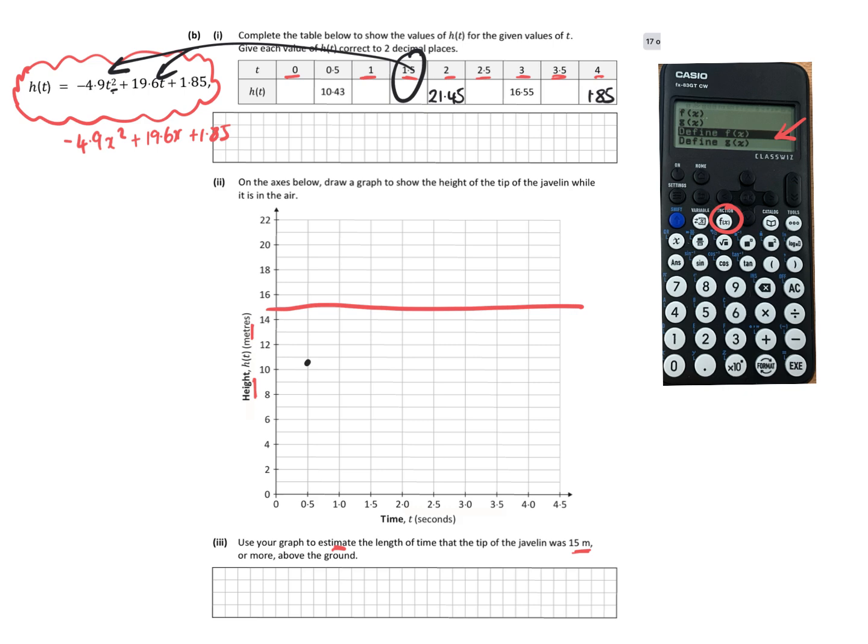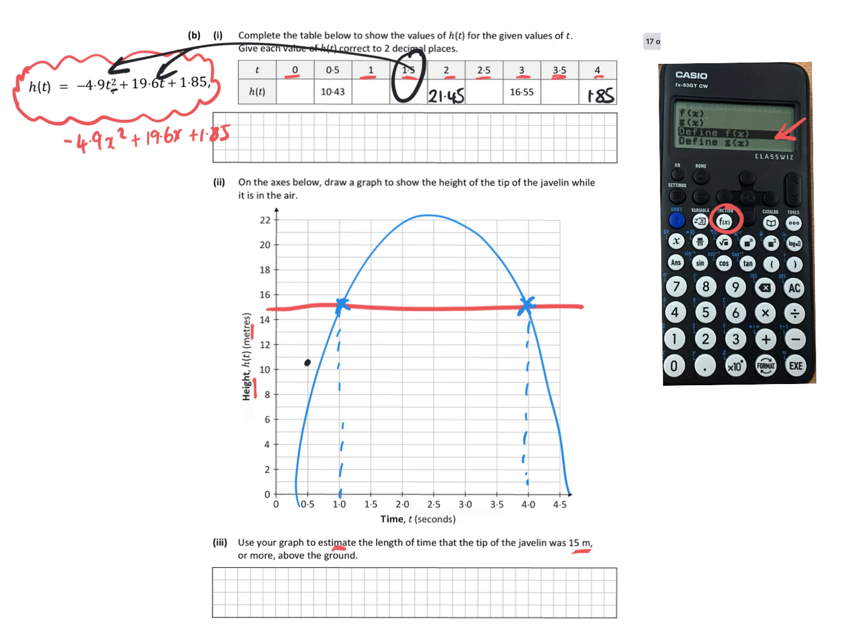I'm imagining that your graph looks something like this. That's only very rough. But for how long would it be above 15 meters? What the examiner is looking to see here is anywhere where you have noticed the time it's above. So they're looking for lines, they're looking for marks here on the graph. That's what you need to get some work of merit.